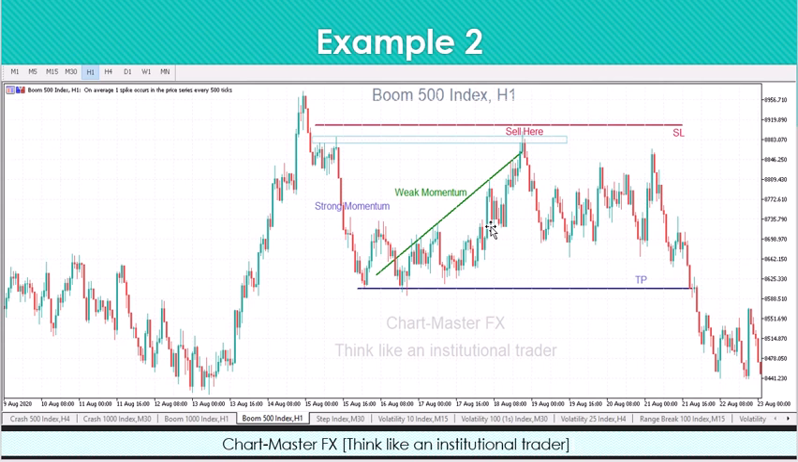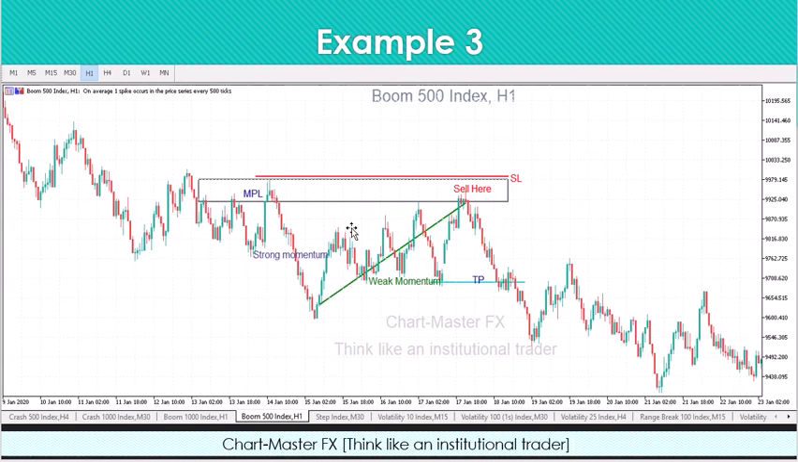So this is example number 2 guys. Let's go to example number 3. In example number 3 guys, we have an MPL here of type 1.